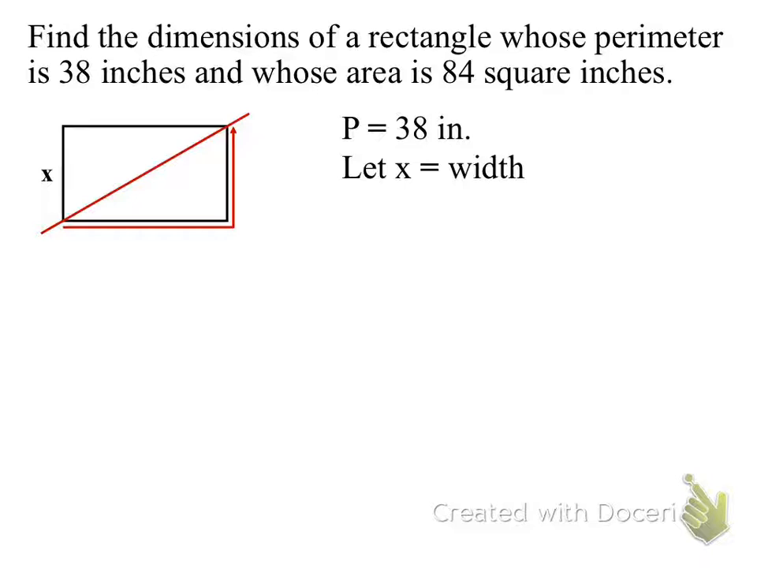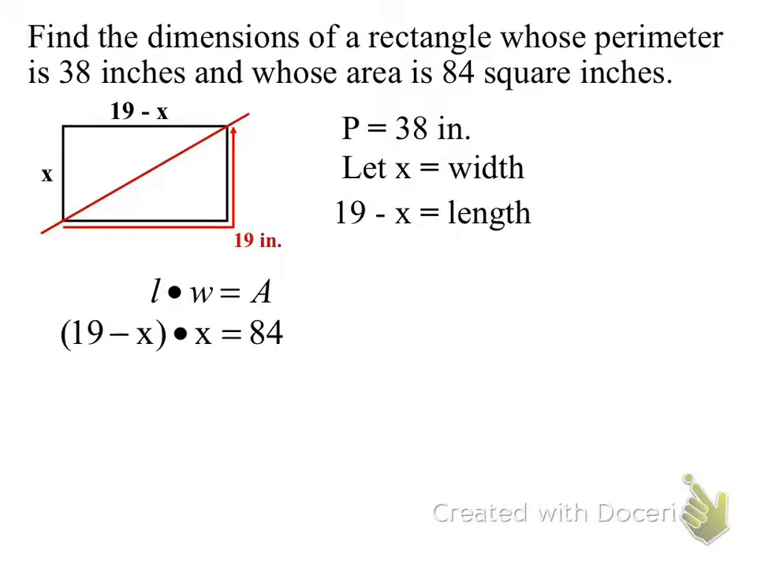So, we know that this whole thing equals how much? 19. And if this is X, and the whole thing from here to here is 19, what would just this piece be? 19 minus X. Exactly. And so now what we have are dimensions, and we have area. So we can use our area formula. Length times width equals area, right? Now the length is 19 minus X, the width is X, and the area gives us 84 square inches. So we double distribute and set it all equal to 0.